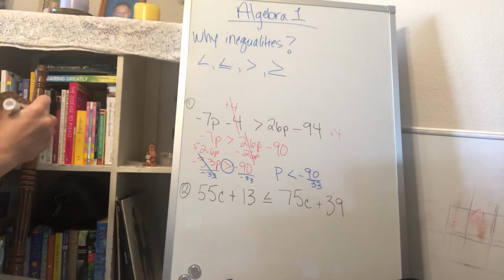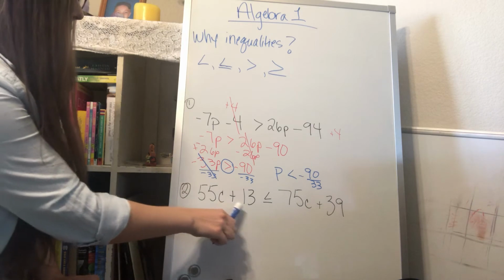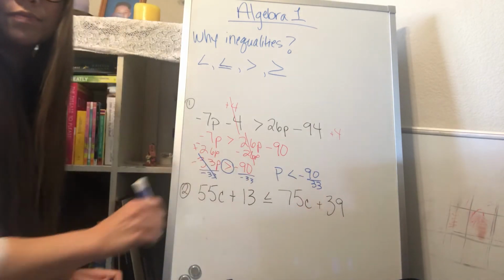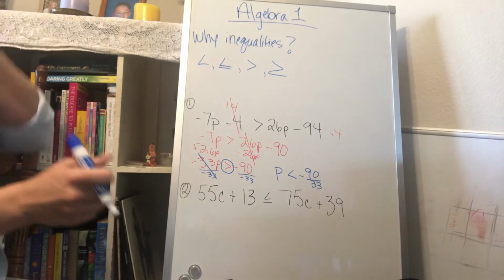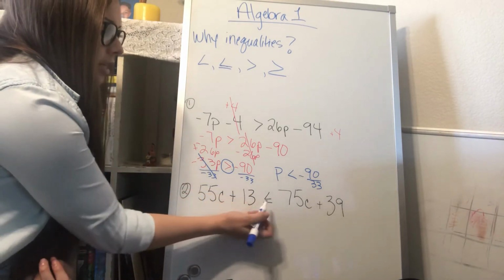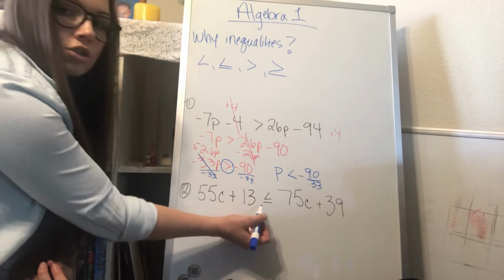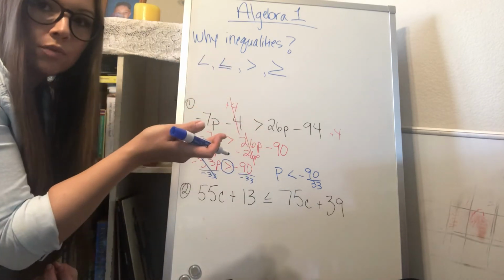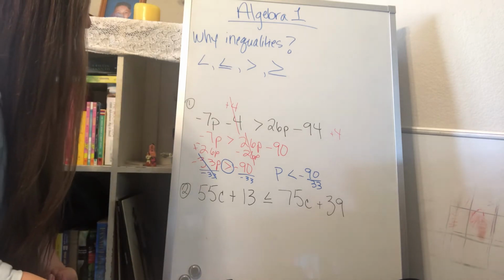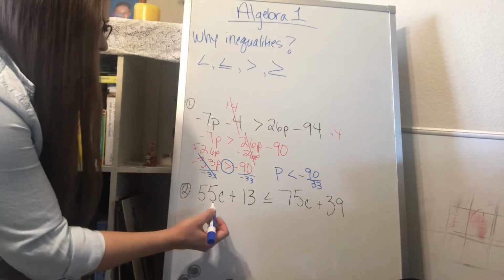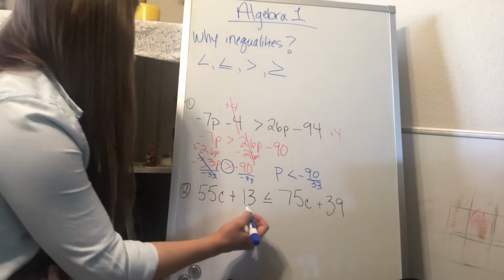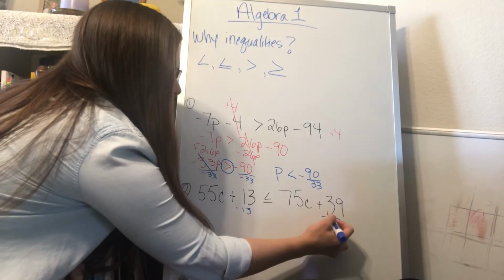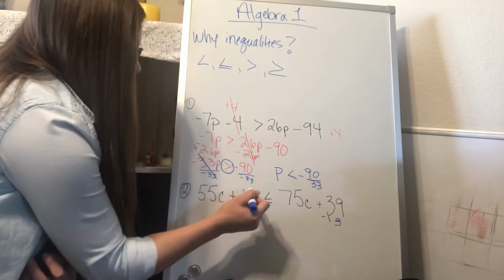Okay. So now we have 55C plus 13 is less than or equal to 75C plus 39. Okay? Less than or equal to. When you see the less than or greater than symbol with the line under it, that means less than or greater than, whatever it is, or equal to. Okay? So we'll go over a couple of things with that too in a minute. So let's start solving this one. Let me subtract 13, because you know me, I like to keep my variables on the left if I can.